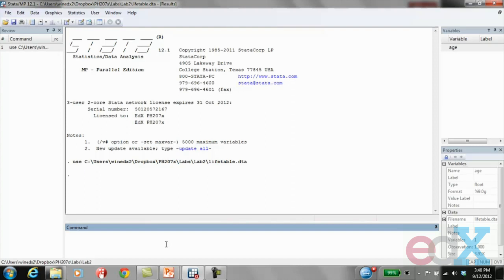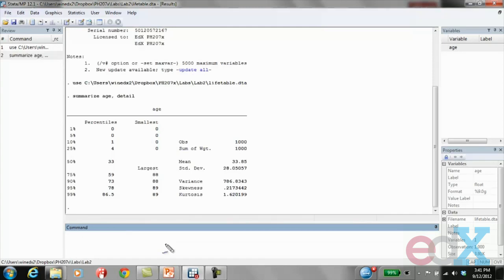Now the first question we might ask is, what is the mean lifespan and what is the median lifespan? And we can do this in Stata through the use of the summarize command. So we use the summarize command with the detail option, and we can see that the mean lifespan is 33.85 and the median lifespan is 33 years.